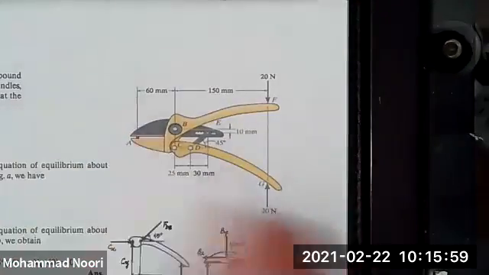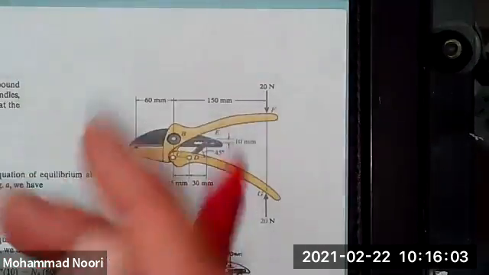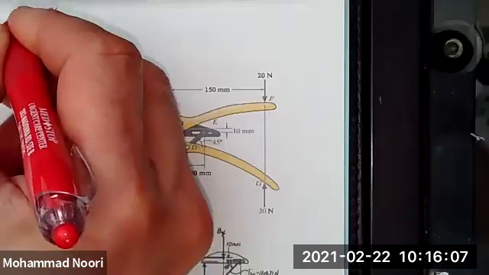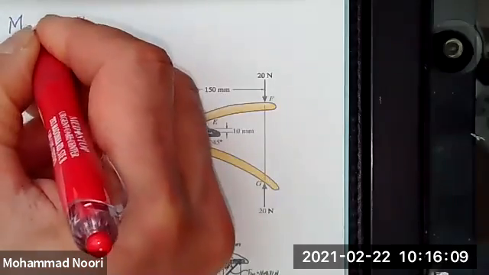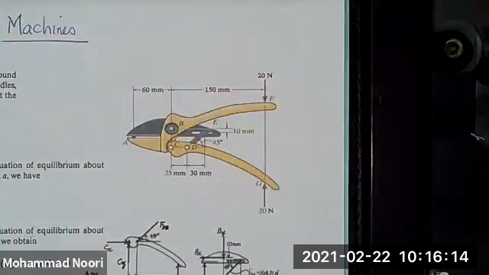So what I'm going to talk about today is basically a continuation of the same concept, frames, but the different types of frames, which we call machines.